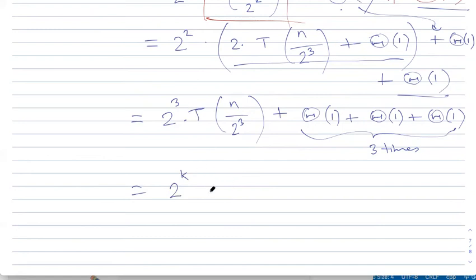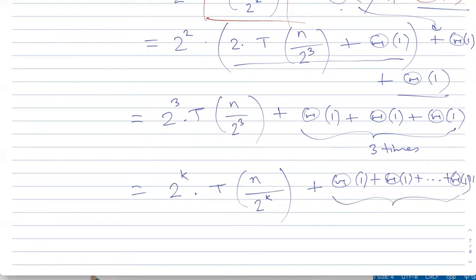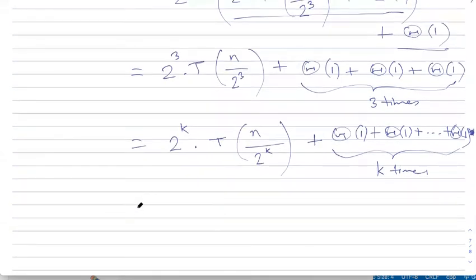I can just replace 3 with k. So it will be 2 to the power k T of n by 2 to the power k, right? I'm just generalizing it, plus order of 1 plus order of 1 plus dot dot dot plus order of 1. How many times is this going to be repeated based on this? k times, right? Wherever you see 3, pretty much it becomes k.